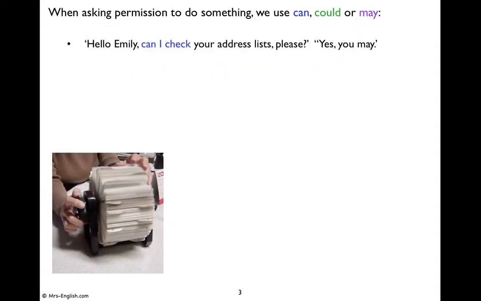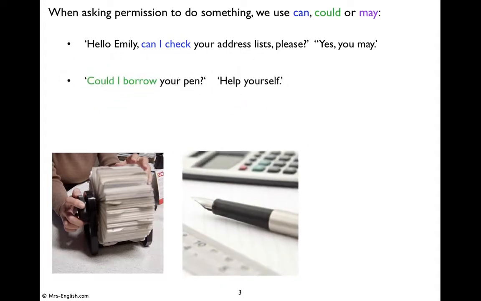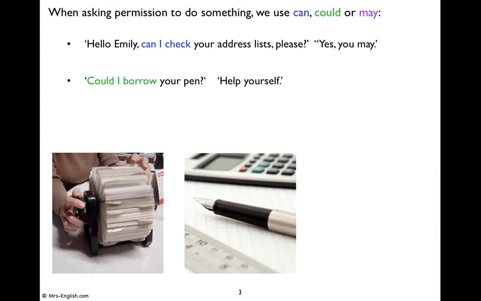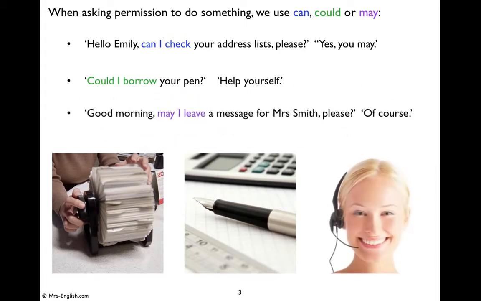When asking permission to do something, we use can, could, or may. So we say, hello Emily, can I check your address list, please? Yes, you may. She's giving her permission for us to check. Could I borrow a pen? Yes, help yourself. Good morning. May I leave a message for Mrs. Smith, please? Of course.